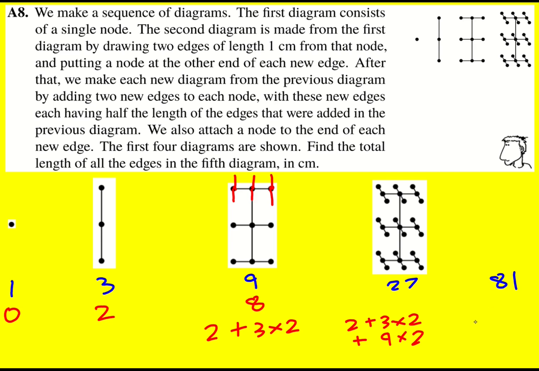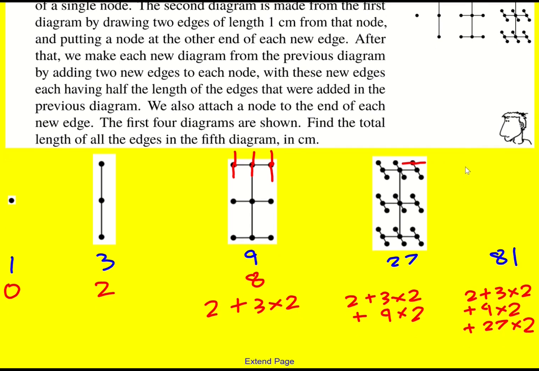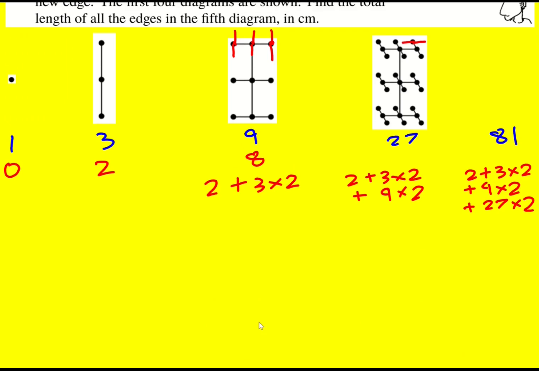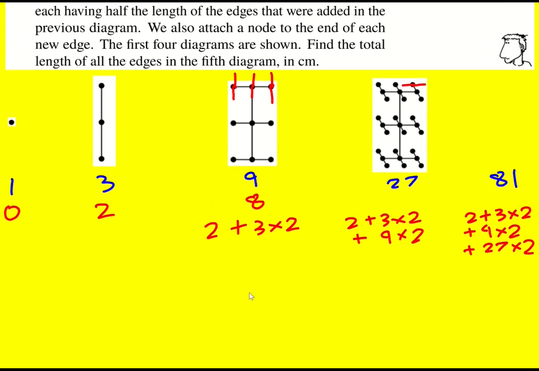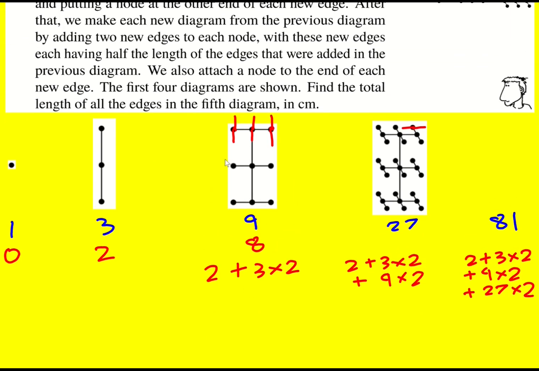So finally, for this 81, we're going to have our 2 plus 3 times 2 plus 9 times 2. This time, each of the 27 nodes that we have in this pattern is going to give rise to another 2. So that is going to be the total number of lengths. Now let's work out these lengths, how many lengths we've got, and also the lengths.